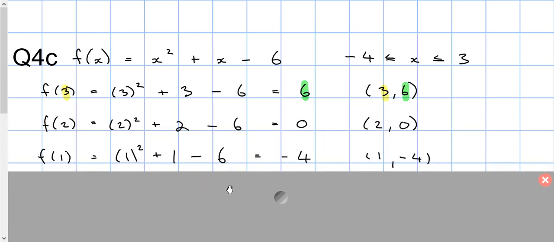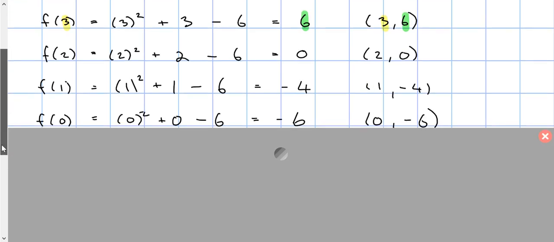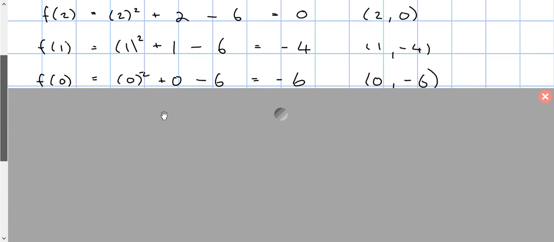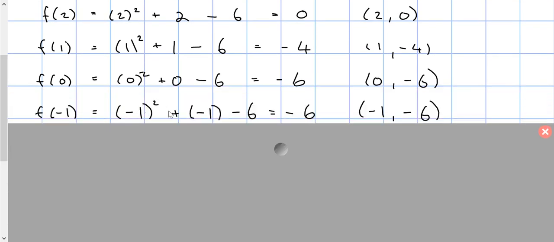I'll scroll down till we get to the negative ones. We've got quite a few of them to do. So we'll put in negative 1. So we've got negative 1 squared plus negative 1 take away 6. So I would do this bit first. So that's 1. Add negative 1 is just 0. Then take away 6. You get minus 6.